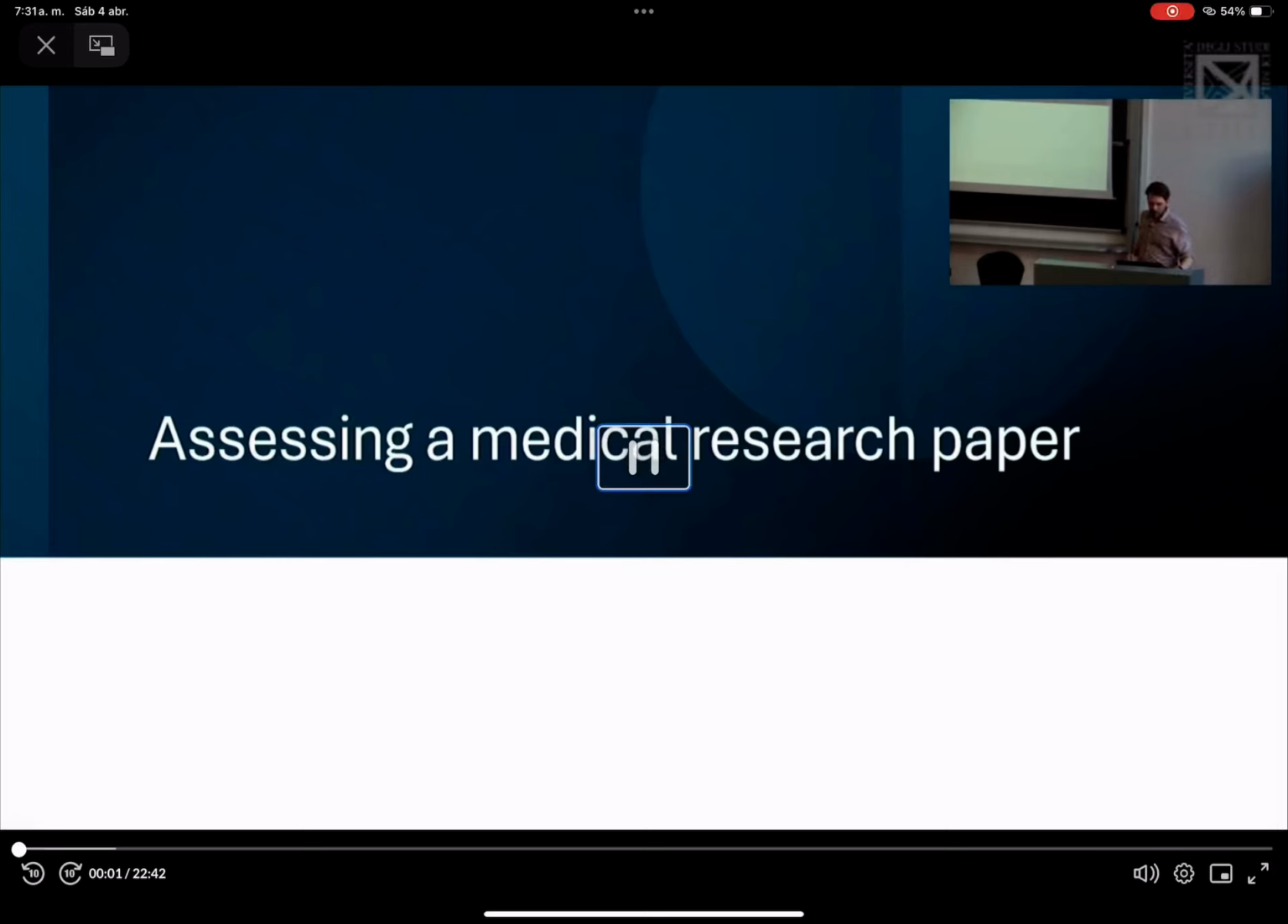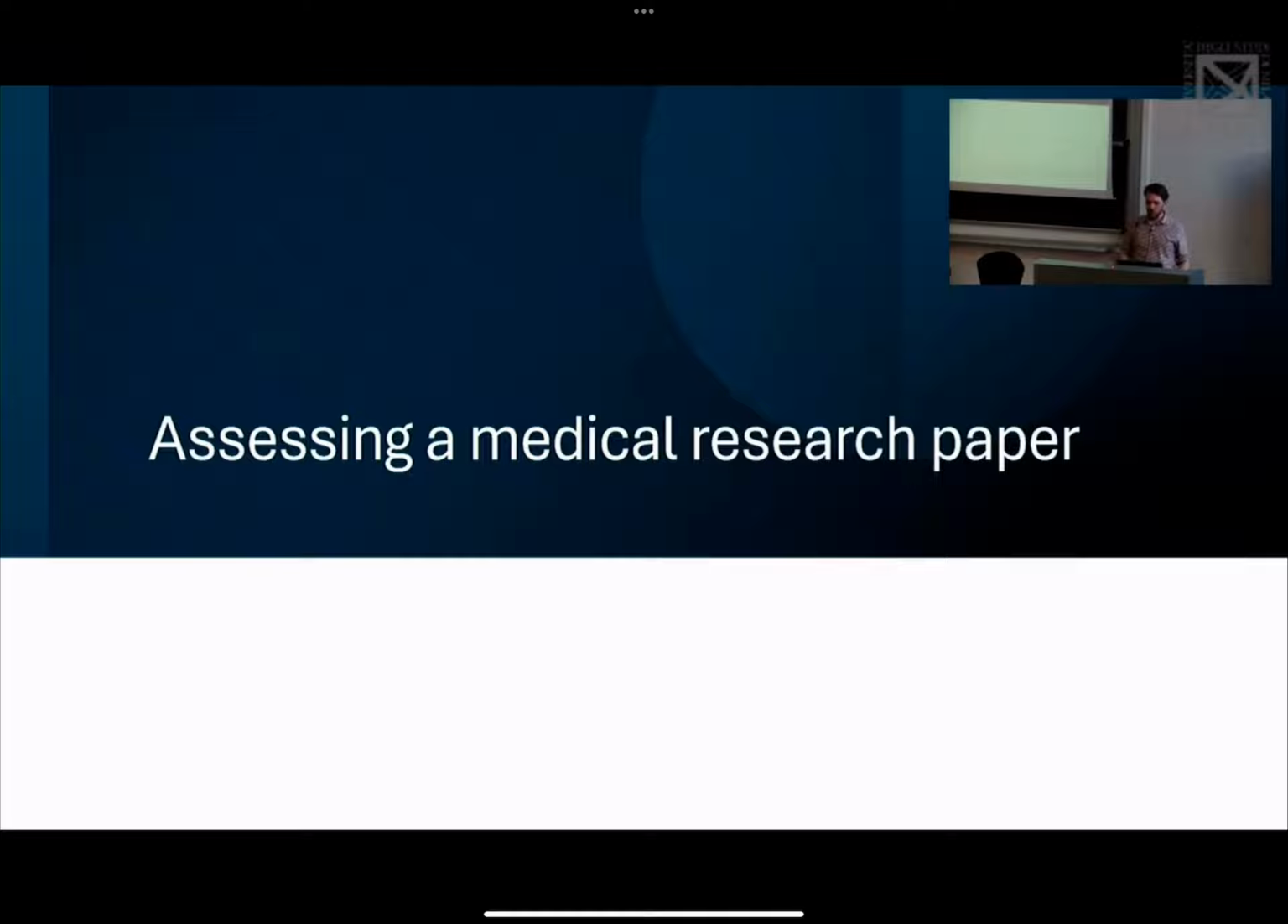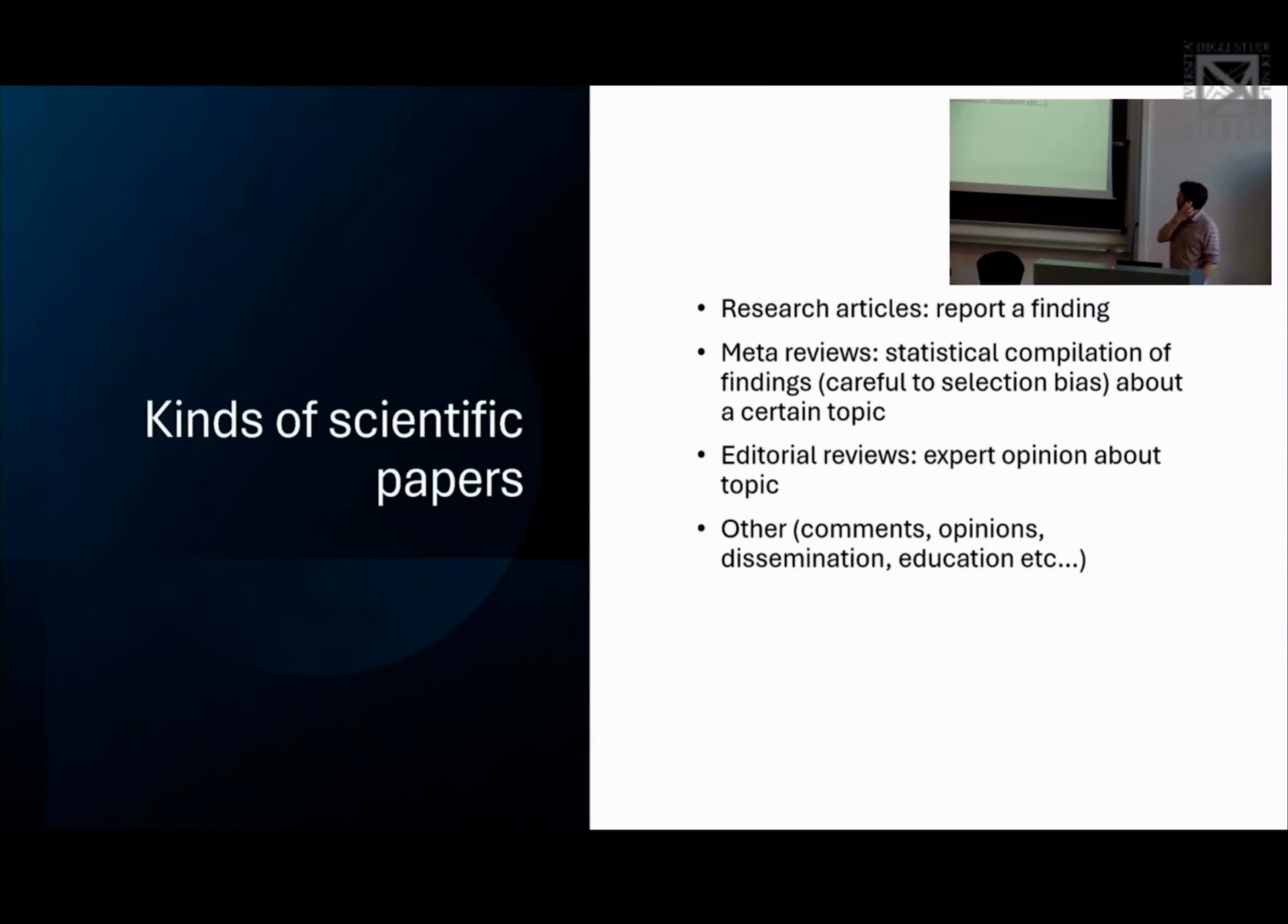Okay, so let's give a quick introduction about medical research papers. I don't know how much you've dealt with scientific papers in general. There are many kinds of papers that you can find in scientific journals. Probably the most common by numbers is research articles. These are the ones that you really expect as a research paper. So somebody did an experiment and they report what they found and they describe how they did it.